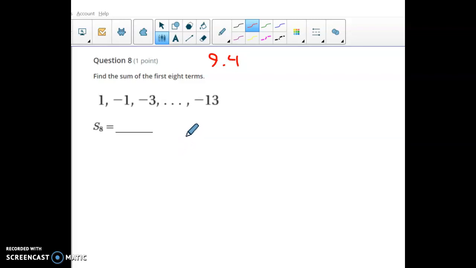Okay, this is to help with homework question number 8 from section 9.4 about arithmetic series. And so again, a series is trying to add up the terms, and here we're adding up 8, and it's an arithmetic pattern because we're going down 2 each time.